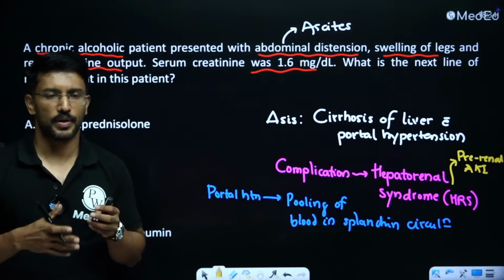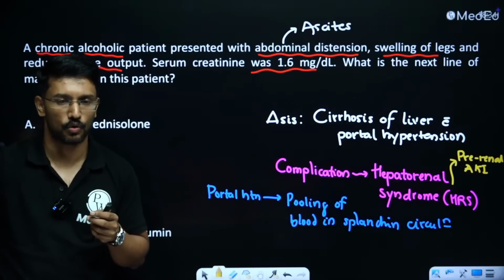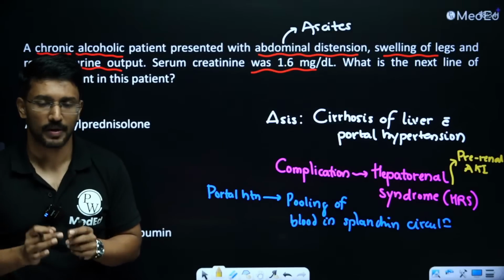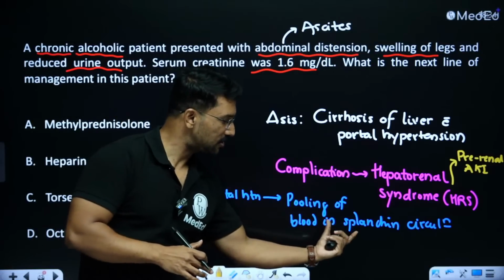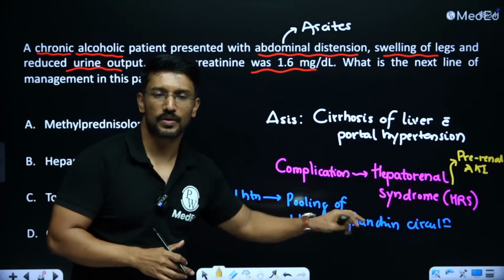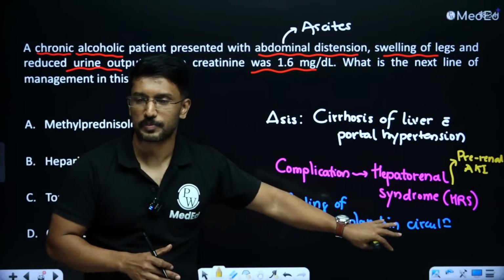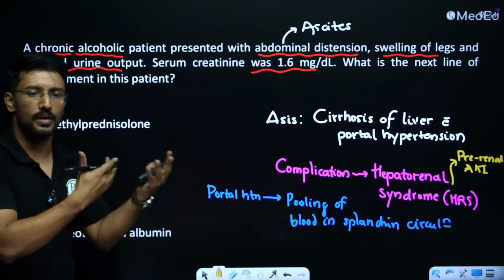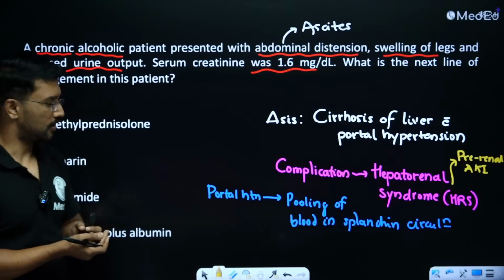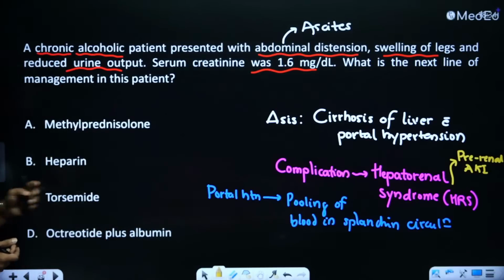Well, if I'm giving diuretics and all which is making kidneys lose fluids, I have to of course stop them. But most importantly, I have to constrict the splanchnic blood vessels, so that the blood which was pooled into the splanchnic circulation comes back to the main circulation and goes to the kidney. Kidneys are perfused and they recover their functions. So which of these drugs can do that job?